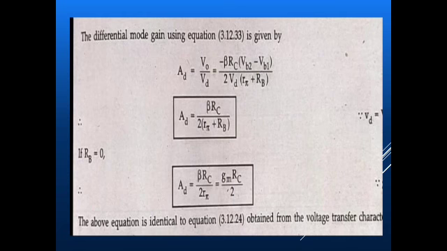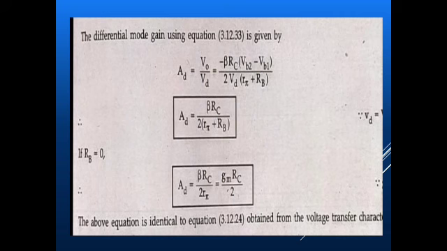So from that one, you can obtain the differential voltage gain AD equal to V0 by Vd. Vd is the differential voltage, that is Vin1 minus Vin2. Here Vin1 is Vb1 and Vin2 is Vb2, so you can write that one. Instead of Vd, you can write minus of Vb2 minus Vb1. Then you will get AD equal to beta times Rc divided by 2 into (R pi plus Rb).